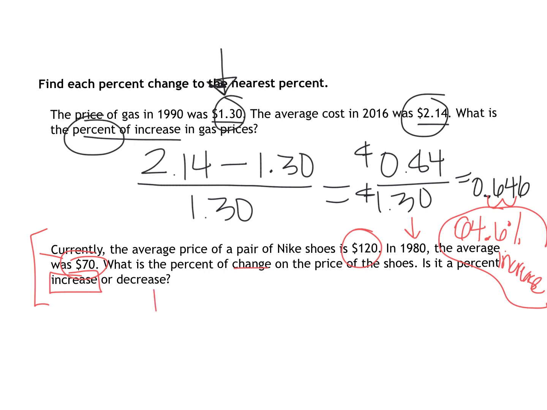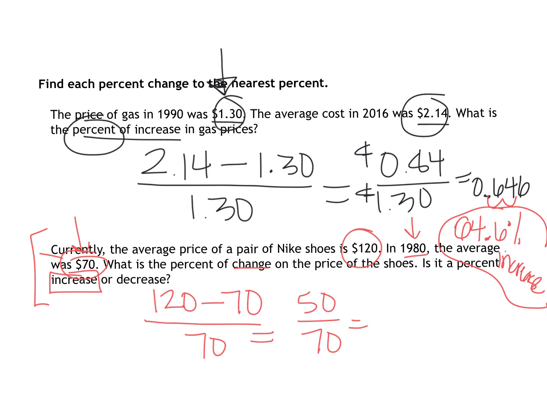So I take the difference. I'm just taking my bigger number minus the smaller number to find my difference. So 120 minus 70. And then the big question I have to ask myself for my denominator in my fraction is, what is the original amount, or the starting amount, which we said was 70 because 1980 comes before today. So it would be over 70. So we would do 120 minus 70 and we get 50 over 70.